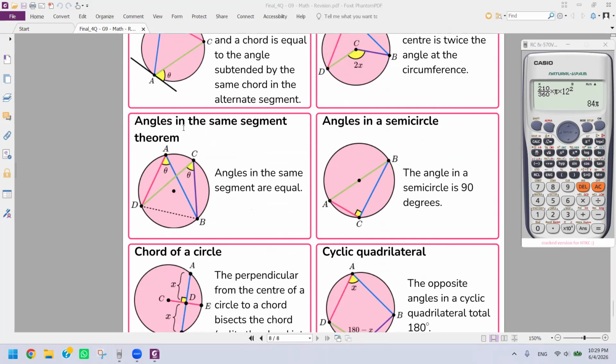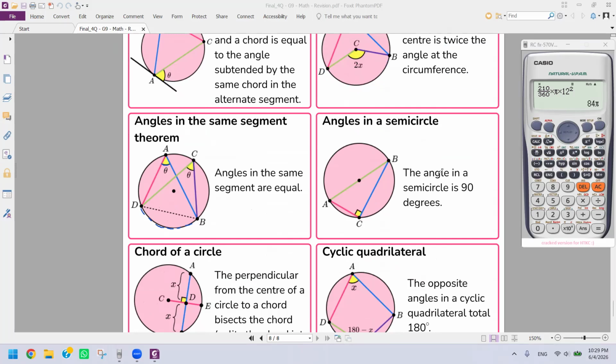Next theorem, angles in the same segment are equal. Either you can say same segment or you can say subtended by the same arc. It's fine. Look, this angle subtended by this arc and this angle subtended by this arc. So we say the same segment, they are equal or subtended by the same arc.